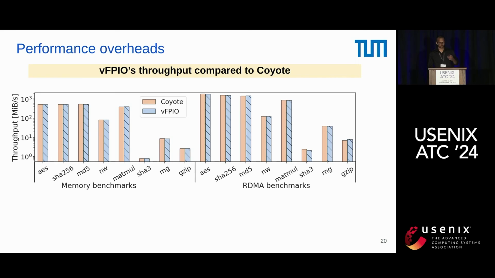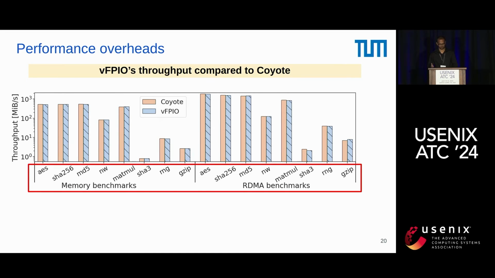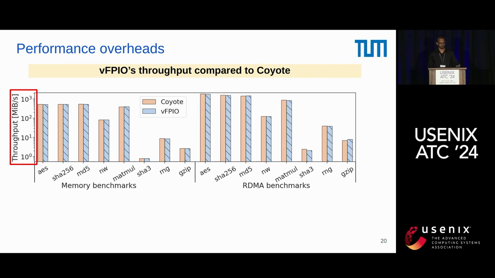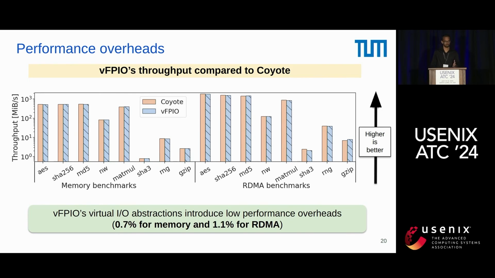So this slide shows the throughput of vFPIO for multiple applications when compared to Coyote. On the x-axis, we have the applications, which either use the local FPGA memory, the HBM, or the remote memory through RDMA. And on the y-axis, we have the throughput. And in this plot, higher is better for throughput. So we see that the virtual I/O abstractions introduced by vFPIO introduce very low performance overheads, on average 0.7% for local memory and 1.1% for RDMA.